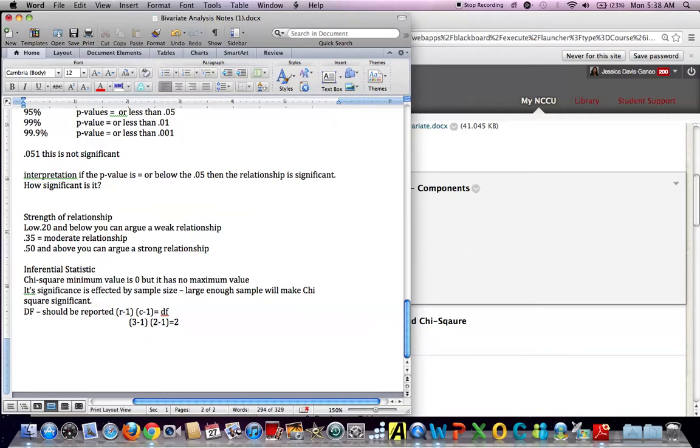Degrees of freedom should be reported for chi-square, and degrees of freedom relates to the number of columns and rows that you have in a contingency table. And again, all of this will come together once we actually look at a printout. But your degrees of freedom are calculated as R minus 1, R representing the rows, times C minus 1, and C represents the columns, equals your degrees of freedom. So if you have a contingency table that has 3 rows and 2 columns, then your degrees of freedom will equal 2. All right, and you report the degrees of freedom when you report the chi-square.